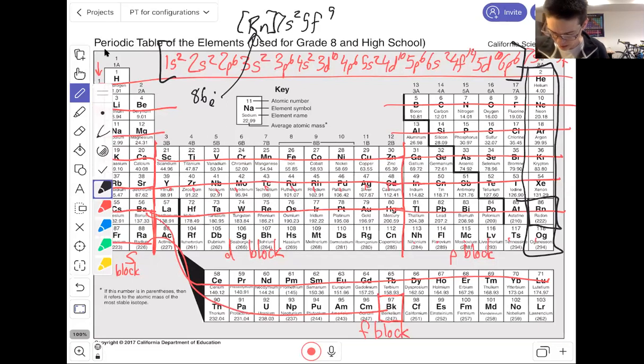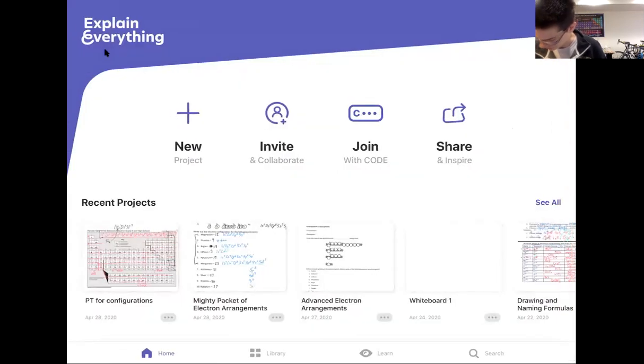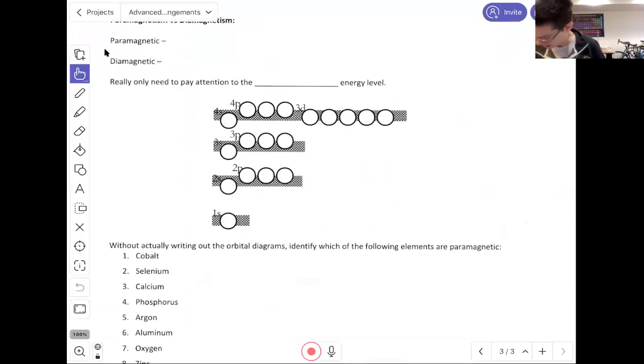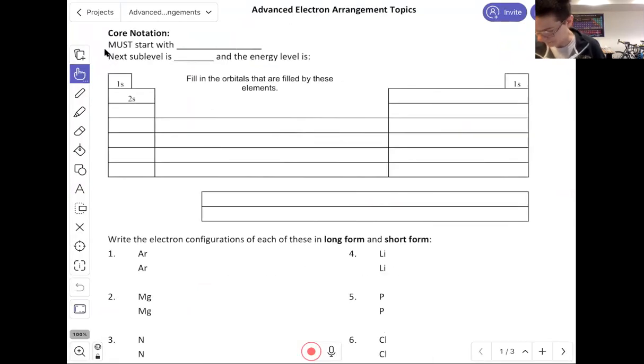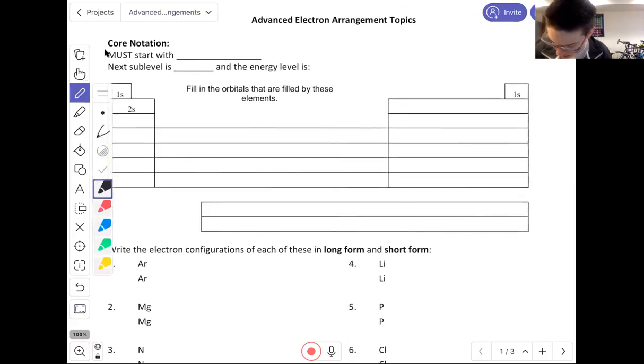So now you can switch over to this guy, advanced electron arrangement topics. So this is where we're going to go in today. I'm going to show you some of this stuff. We are not going to finish this packet. We'll finish it on Thursday. So to do what we refer to as core notation, and core meaning putting the brackets, right? That's what we mean by core.